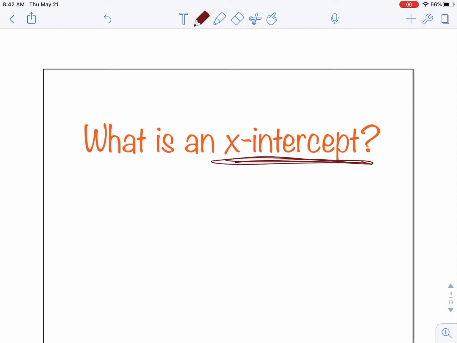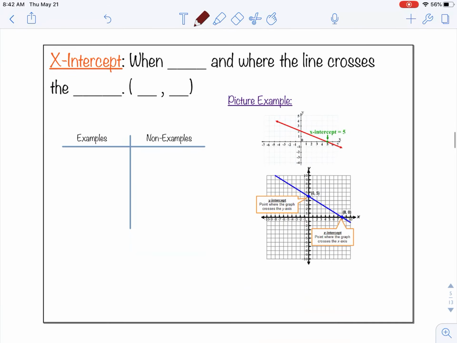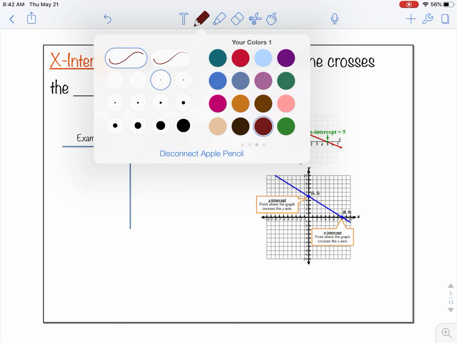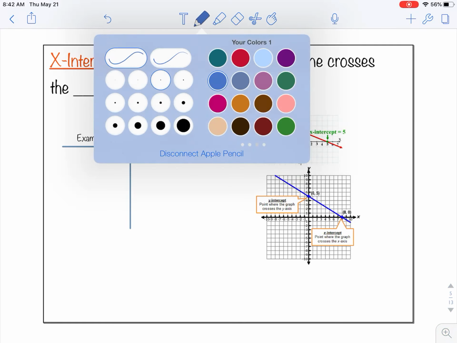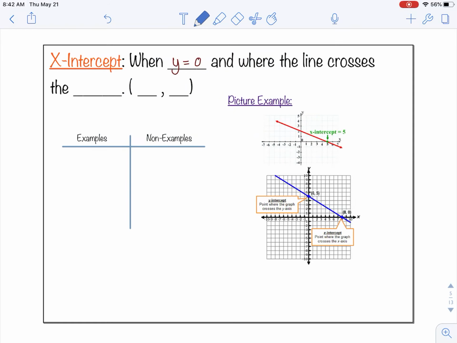If we know what the y-intercept is, where the line crosses the y-axis, and it's 0, comma b, I bet you can guess that the x-intercept is when y equals 0, and it's where the line crosses the x-axis. This is always x, comma 0. The x-intercept is when we have the x value. The y-intercept is when we have the y value.